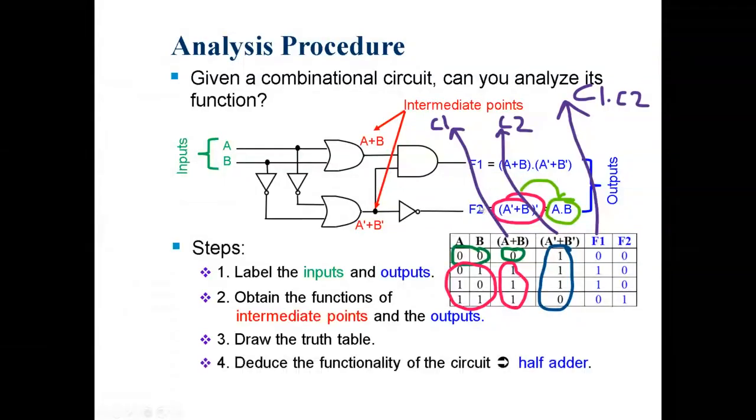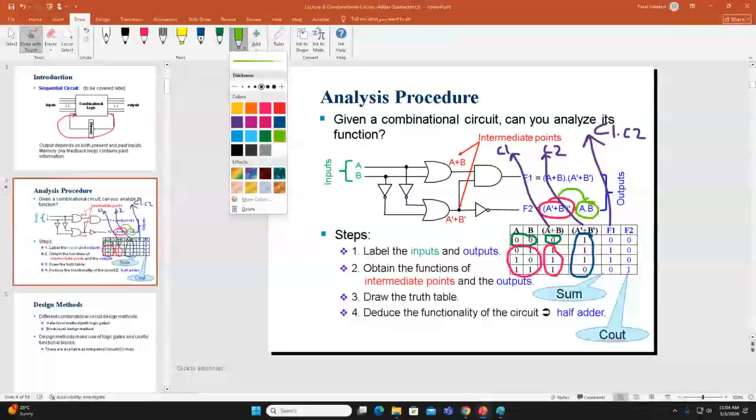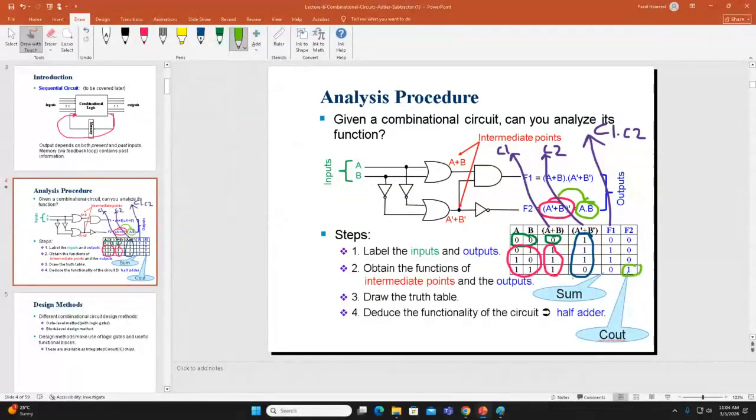And what is f2? Please look at here. What is f2? F2 is ab. And what is ab? The f2 will be 1. So in this case, f2 will be 1. So now f2 will be 1 if both inputs are ab or 1 1.